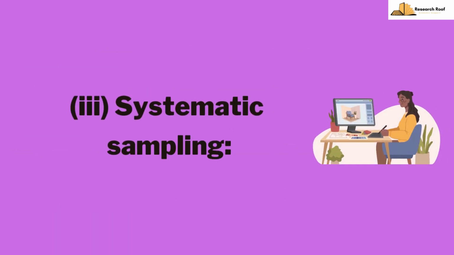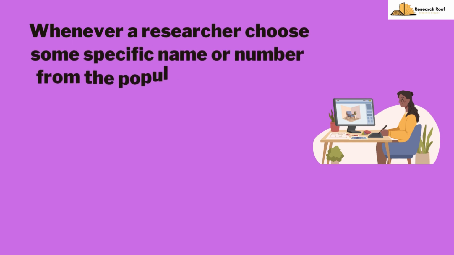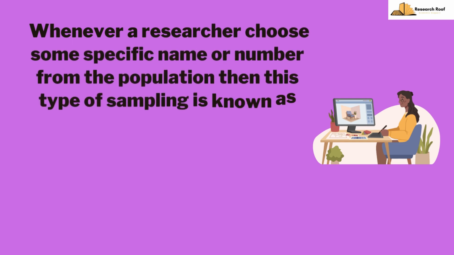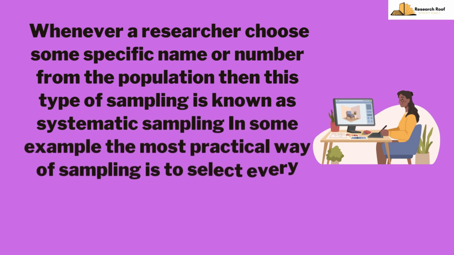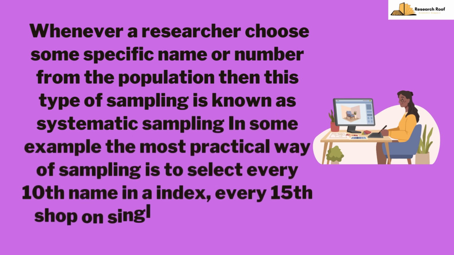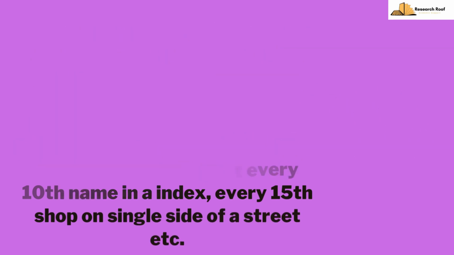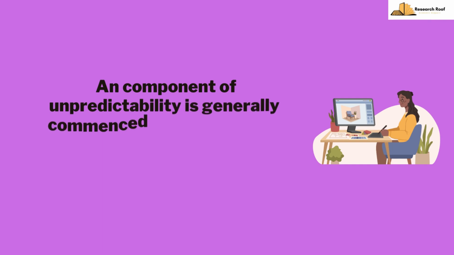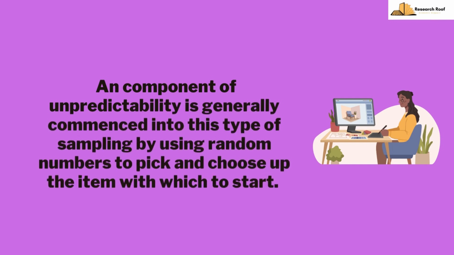3. Systematic sampling. Whenever a researcher chooses some specific name or number from the population, this type of sampling is known as systematic sampling. For example, the most practical way of sampling is to select every 10th name in an index, every 15th shop on a single side of a street, etc. A component of unpredictability is generally introduced into this type of sampling by using random numbers to pick the item with which to start.